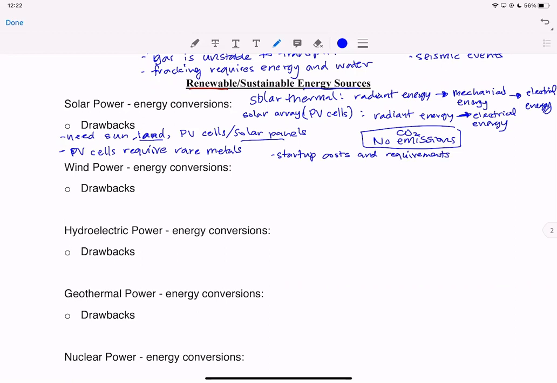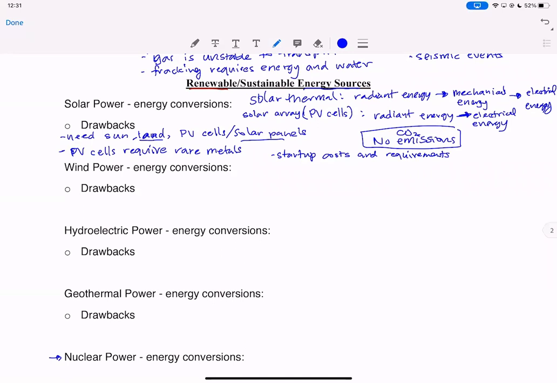So let's take a pause here. Let's add on for the wind, hydroelectric, and geothermal, and we will get to nuclear power next time. So save this worksheet, but let's look at the wind power.